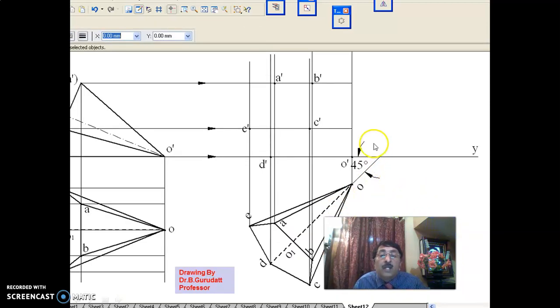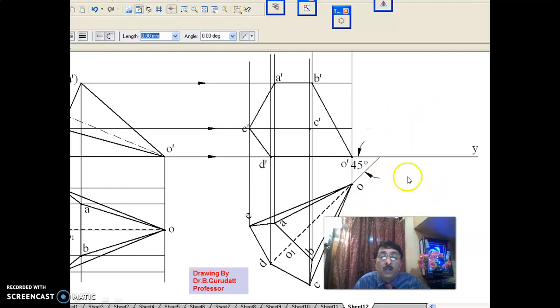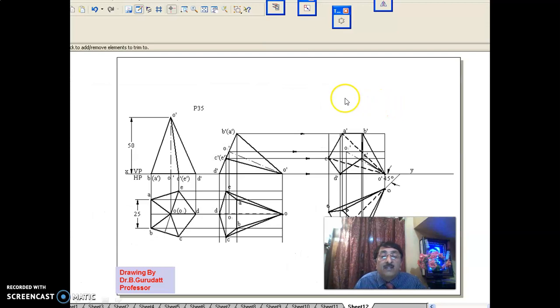And okay, to get the front view, take the projectors to the front, join the outer boundary. Since base is nearer, darken the base, and OC is nearer, darken OC, and O dash A dash and O dash E dash are far away edges, make them dark dotted, and finally show the axis. In that way, you are completing the problem number 10.